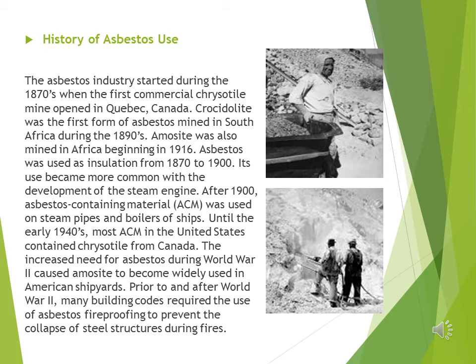After 1900, asbestos-containing material, also known as ACM, was used on steam pipes and boilers of ships. Until the early 1940s, most ACM in the United States contained chrysotile from Canada. The increased need for asbestos during World War II caused amosite to become widely used in American shipyards. Prior to and after World War II, many building codes required the use of asbestos fireproofing to prevent the collapse of steel structures during fires.